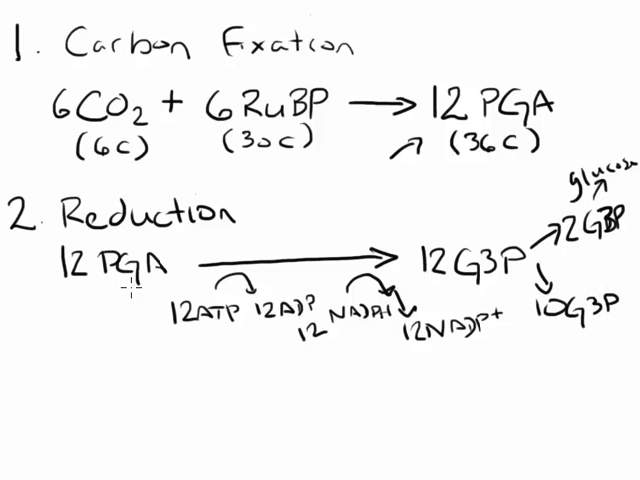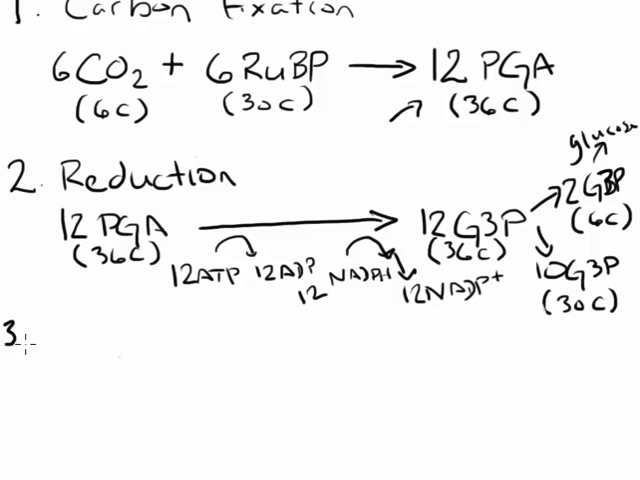So again, let's keep track of the carbons. There were 36 here. There are going to be produced, we still have 36. These are 3-carbon compounds. And then 30 of them get recycled. Meanwhile, 6 go off to make that glucose. That's what we're trying to make here.